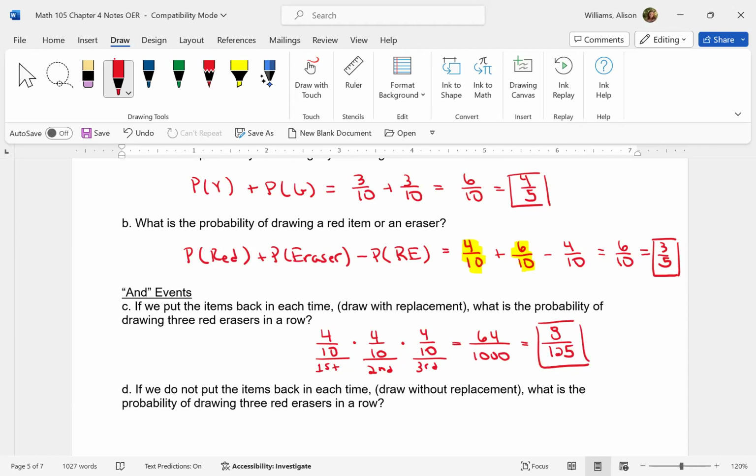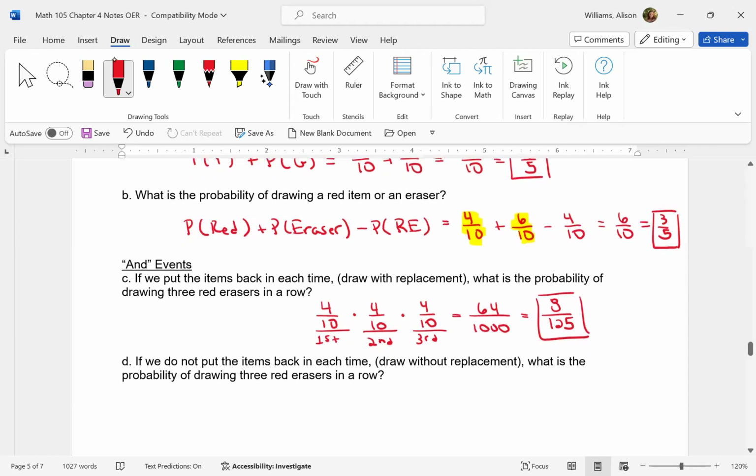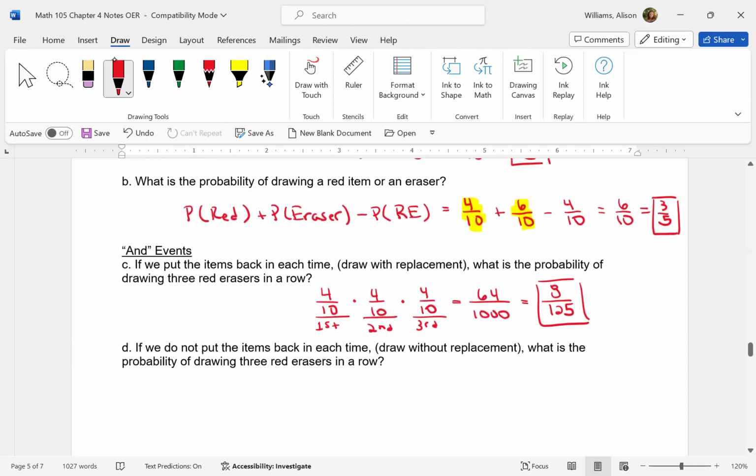If you don't put the items back in the bag, what happens? So the first time when we draw the red eraser, we still have the odds of 4 out of 10. But now the odds are going to change because now I'm holding the red eraser in my hand. And how many red erasers are still in the bag? Well, that'd be 3 out of 9. There's only 9 items now in the bag. So the odds have changed for the second red eraser.